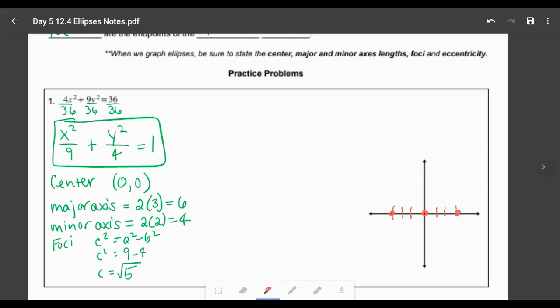And then for the y direction, if you look at what's underneath the y squared, we've got a 4. Take the square root of that, that's 2. So that means we're going to go up 2 and down 2. All right, so we've found our center. We dealt with the major axis, right? And if you double check, it really is 6 across. That's the major axis. And 4 up and down is the minor axis.